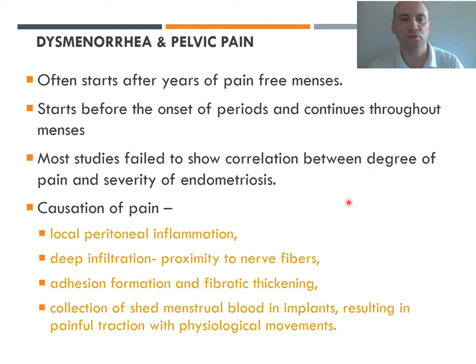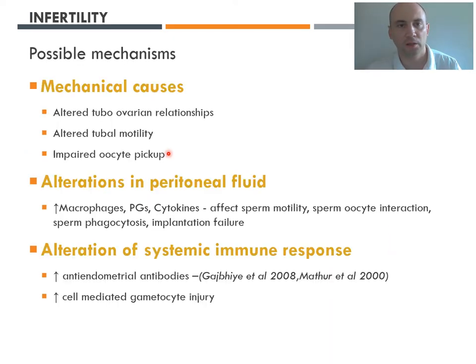Most studies fail to show correlation between degree of pain and severity of endometriosis. Causation of pain: local peritoneal inflammation, deep infiltration proximity to nerve fibers, adhesion formations and fibrotic thickening, collection of the shed menstrual blood in implants, resulting in painful traction and physiological movements.